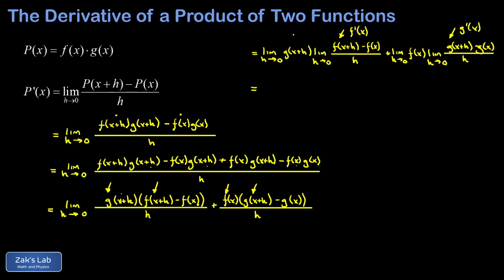So when I take the small h limit of g of x plus h, I can just replace the h with a 0 there. That doesn't cause any problems, and I just get g of x. The second limit in that expression, again, is exactly the definition of f prime of x. And then in my second half, I have an f of x, which is just a constant with respect to an h limit anyway. And then my second limit is exactly the definition of g prime of x.